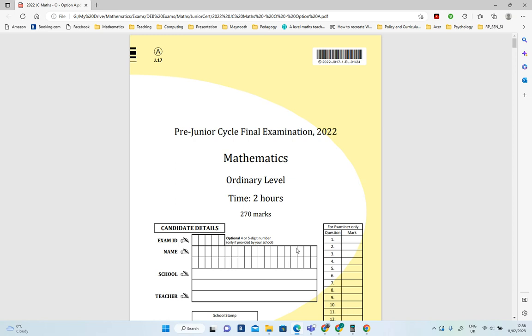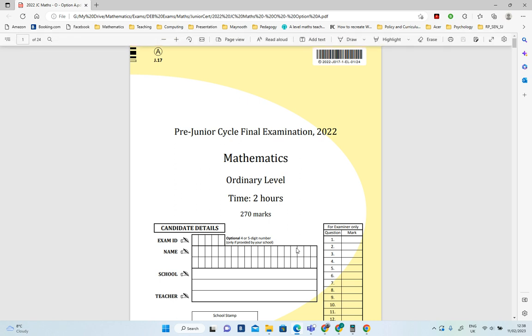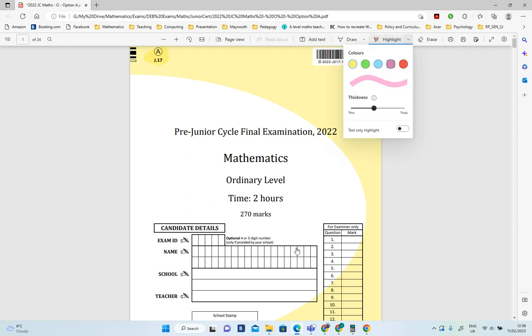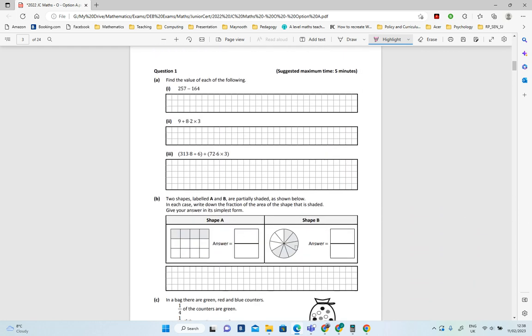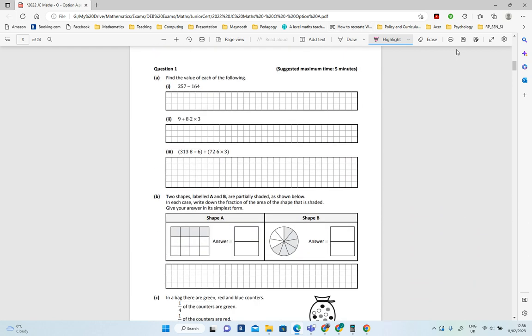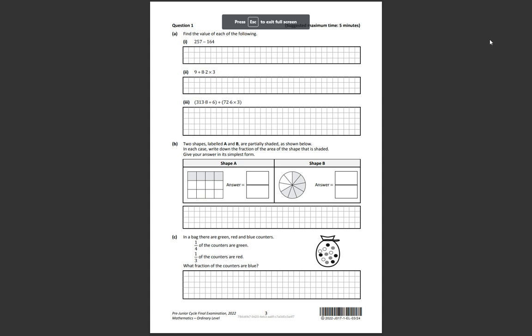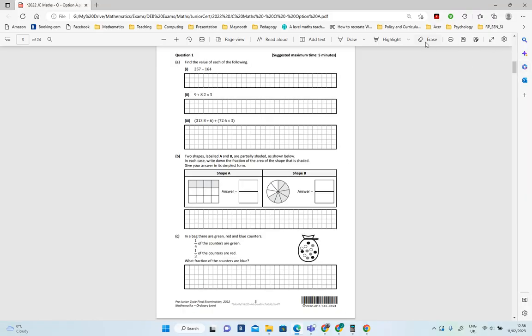Okay, so this is the DEB exams 2022 option 1 paper, which we're going to take a look at. So, sorry, option A, I should say. So it's up there. Okay, so let's take a look at the first question. I'll make it larger.